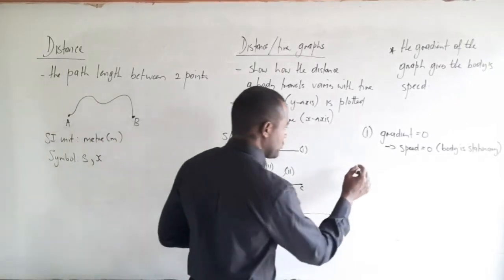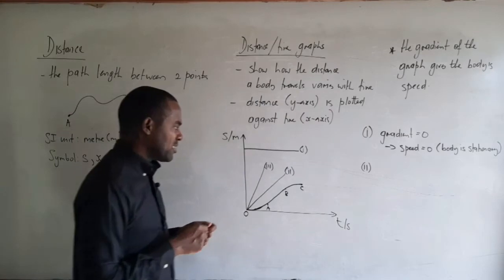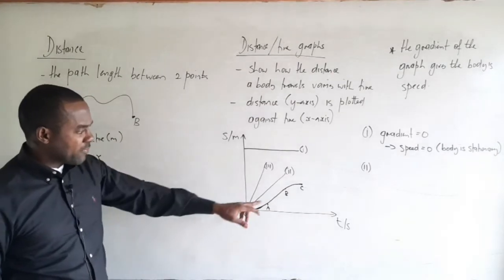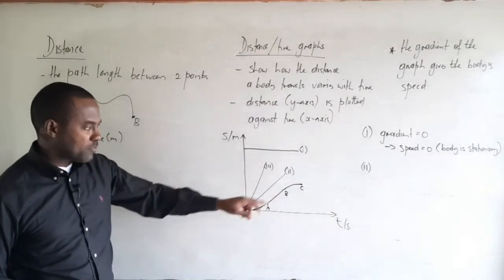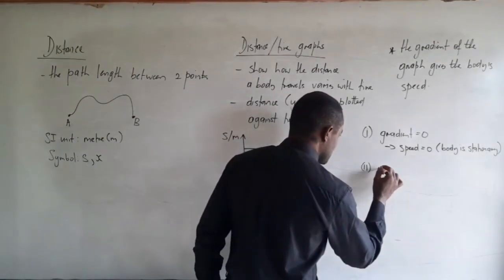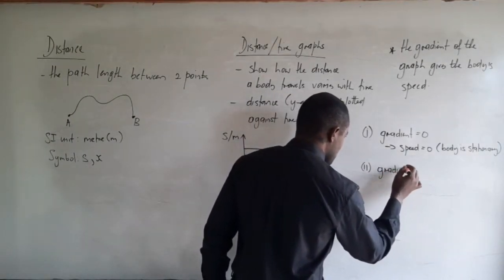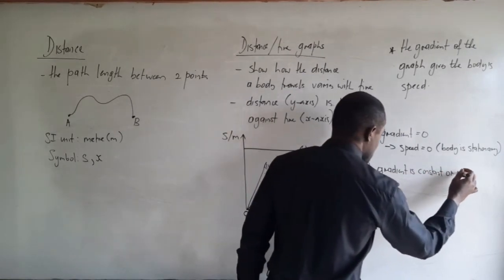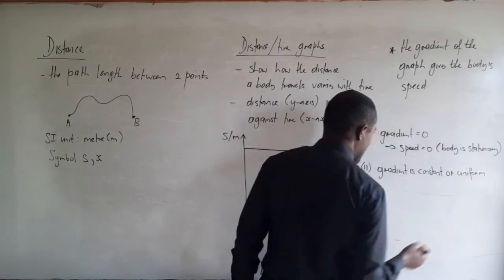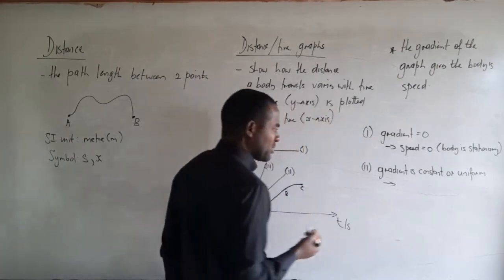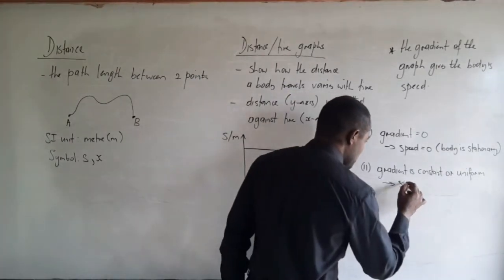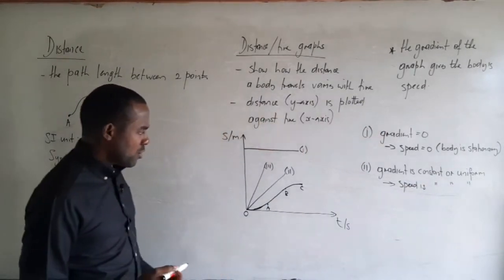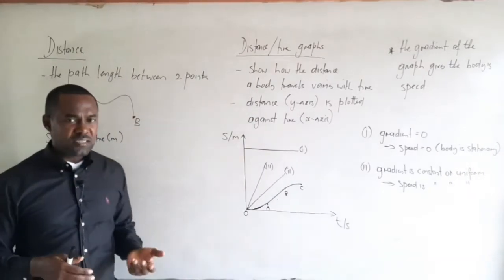Now let's look at graph 2. Is graph 2 a horizontal line? No. It is a straight sloping line, and of course we describe the gradient of this line as being constant or uniform, right? And again, since gradient represents speed, this means the body's speed is constant or uniform. So graph 2 basically shows a body which is traveling at constant speed, right?